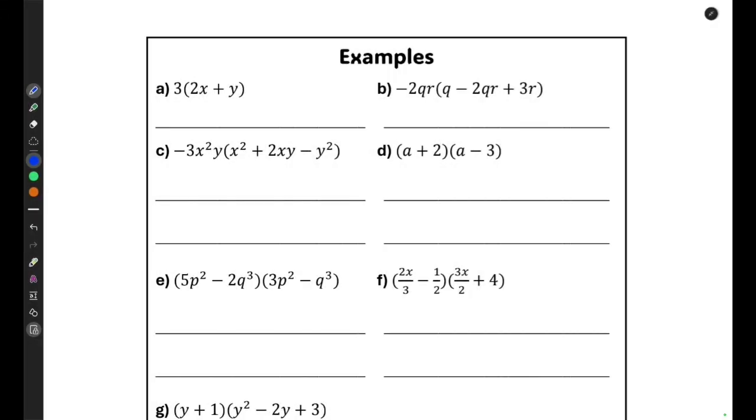So with the first few, I am just going to distribute, which means I'm going to multiply the 3 with both of those terms. So 3 times 2 is 6x, and then 3 times y just gives me 3y.